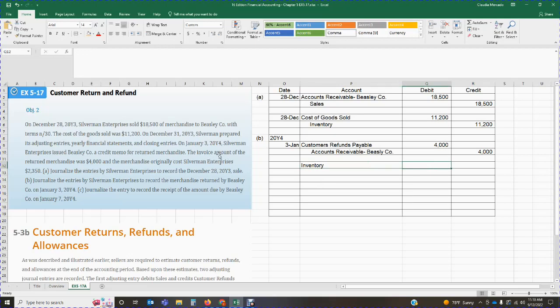Now we're going to increase it by the amount of the cost. It says the invoice amount returned was $4,000. The cost to Silverman Enterprises was $2,350. Whenever we record any entries to the inventory or to cost of goods sold, it is at the cost. So my inventory is going to increase by the cost of $2,350. And I'm going to credit my estimated returns inventory account.